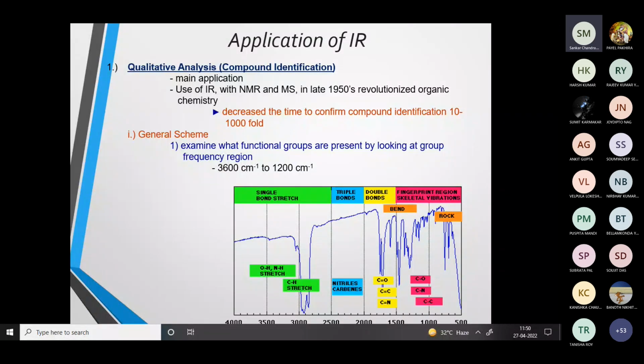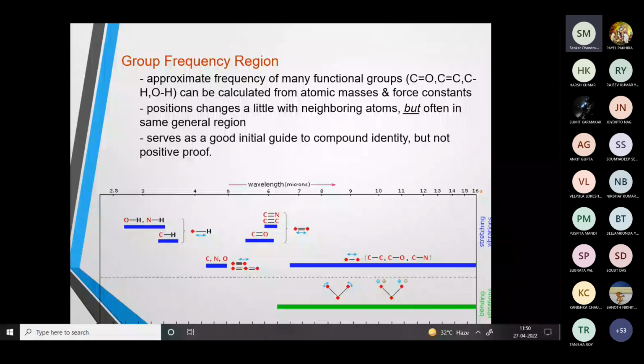And now you see the frequency ranges where different bonds are expected. It is not exact. Compound to compound, NH bond stretching will vary, but it will appear in a particular region, around 3,400. NH will appear near about 3,200 to 3,100. Similarly, CH is close to 3,000, and carbon hydrogen is close to sp2 and sp3.